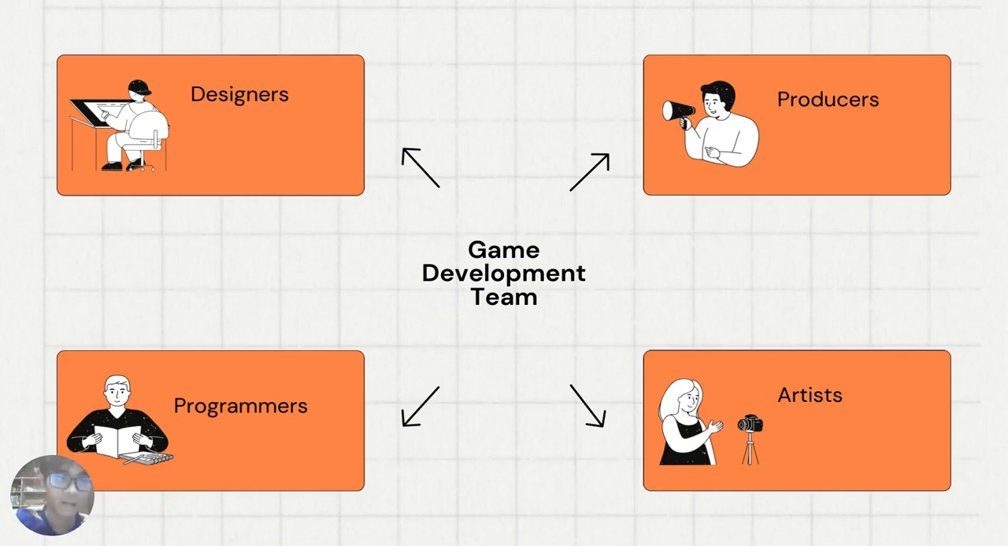And then from this book, I learned that a game is not developed by one person, but a group of people. A big game development team consists of designers, producers, programmers, and artists, of which they have their very own roles.